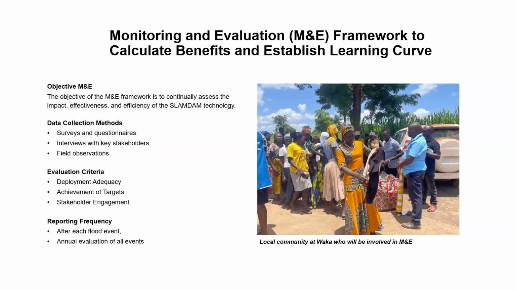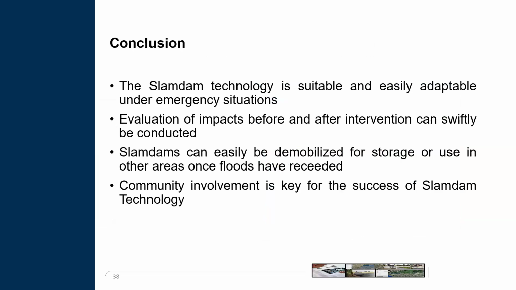Of course, after that, after we had done all the interventions, then we went in to try to do a monitoring and evaluation of the impacts of the technology itself, and also the acceptability by the people in there. So we've tried to do a quick survey and interviews within the communities, and the results are that there is effectiveness in the technology, and also adaptability is seemingly easy, and there seems to be buy-in by the communities in these areas. So as a matter of conclusion, SLAMDAM technology is suitable and easily adaptable under emergency situations.